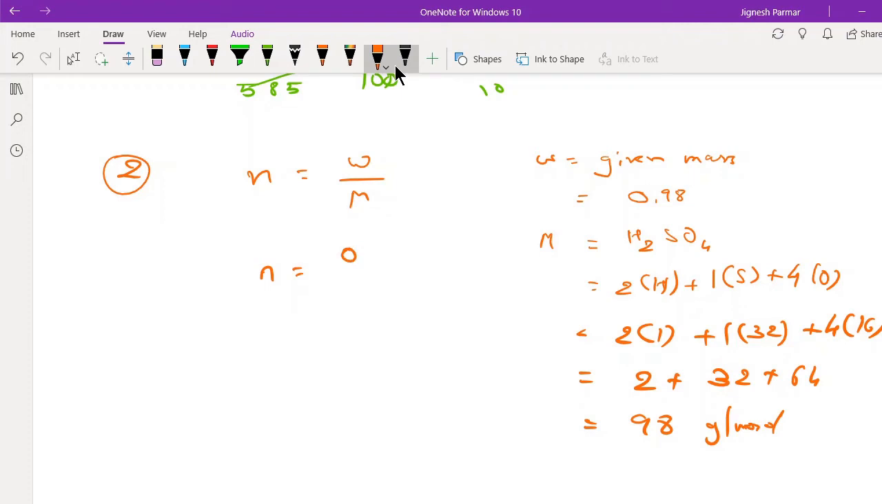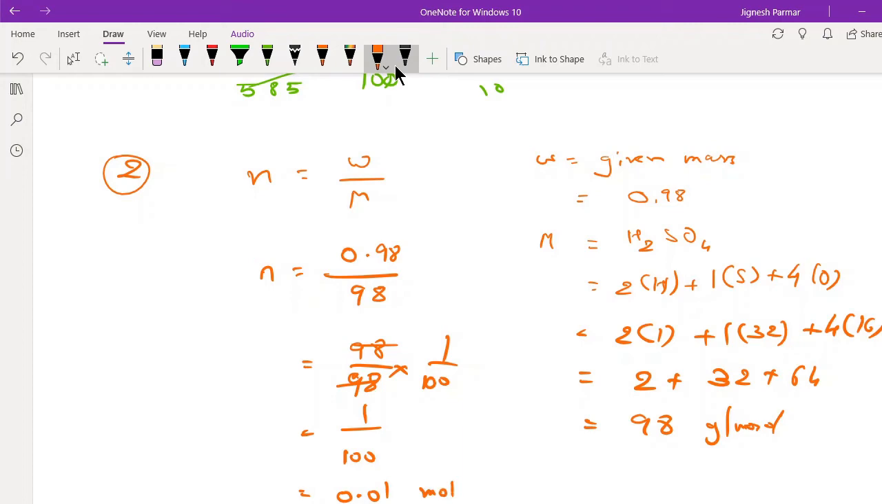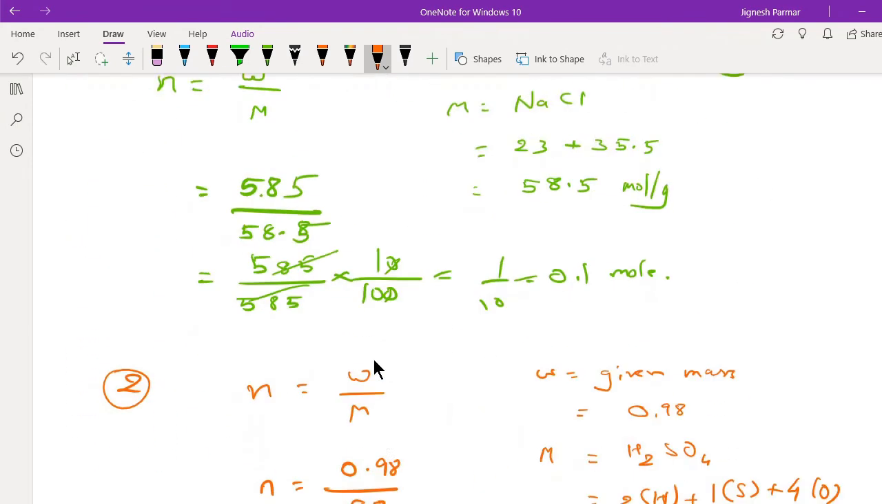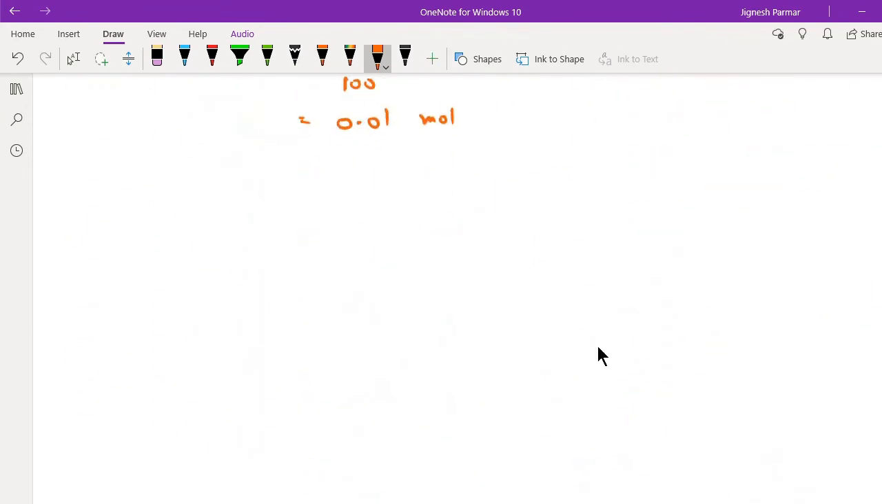So your answer n is equal to w, which is 0.98 divided by 98. So what is the answer? We remove the decimal, this is my technique. You can easily use the calculator which is already given to you. So it is 1/100 and 1/100, which means 0.01 mole. So you learn that if 0.98 gram is given, then that is 0.01 moles of H2SO4.